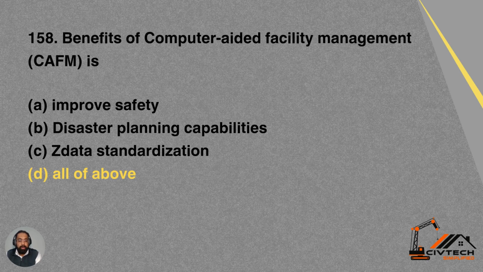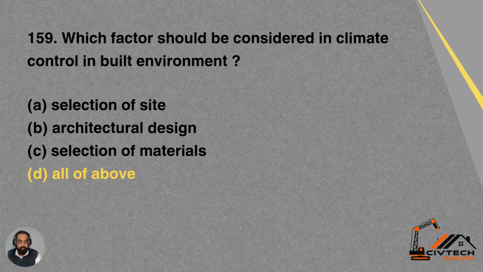158. Benefits of computer aided facility management is option A, it improves the security and safety. Option B, disaster planning capabilities. Option C, data standardization. Option D, all of the above. So all these are correct answers. The computer aided facility management improves the safety, disaster planning capacities are increased, and data standardization is adopted. So D is the correct answer.